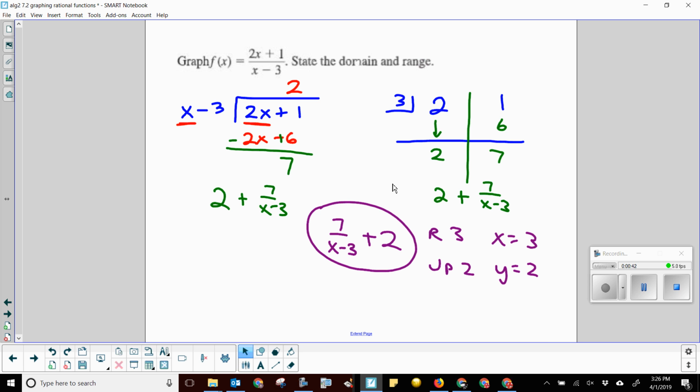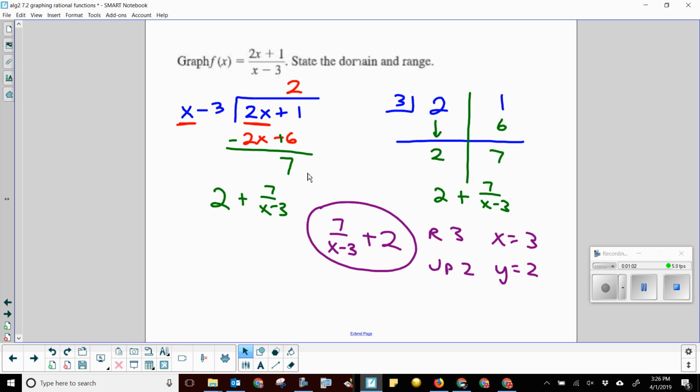Well, here's the deal. If we switch this around to here in purple, is this not what we've been looking at? Where we have x minus something and then plus a number. This just kind of gives it to us. So we're going to put the remainder first, which now tells us, oh, we're going to the right 3, so x equals 3. And then we're going up 2, y equals 2.